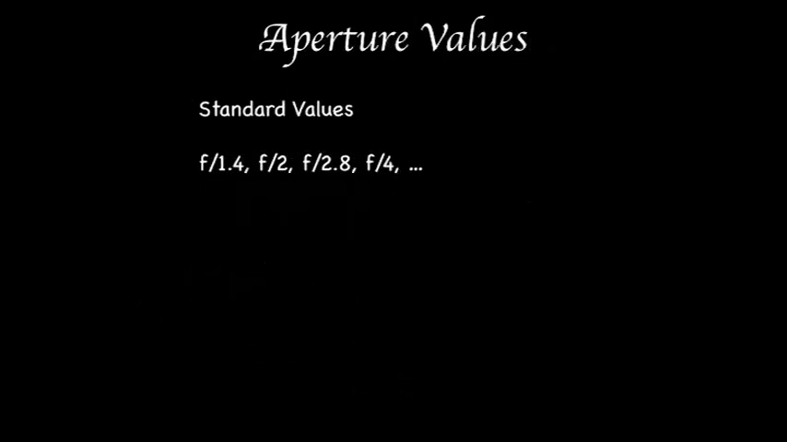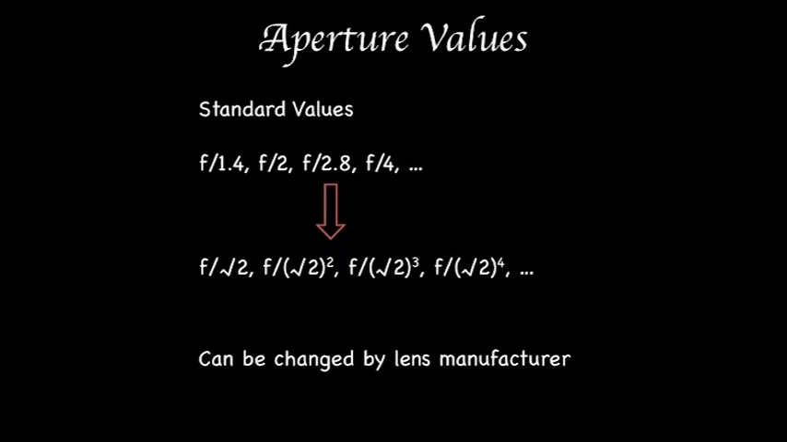Some more details about f-stops. The f-stop numbers are fixed based on powers of √2. So the f-numbers go as f1.4, f2, f2.8, f4, which is nothing but f√2, f√2 squared, f√2 cubed, f√2 raised to 4, and so on. These are the standard f-stop values, but the manufacturer of the lens can change them as per his need.